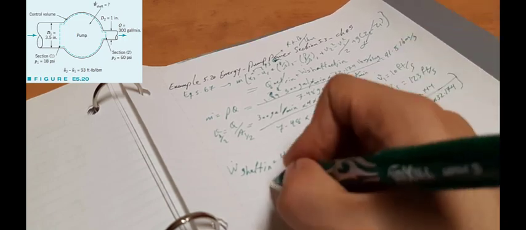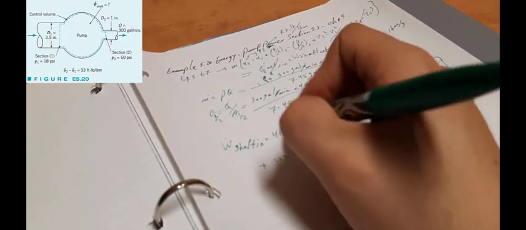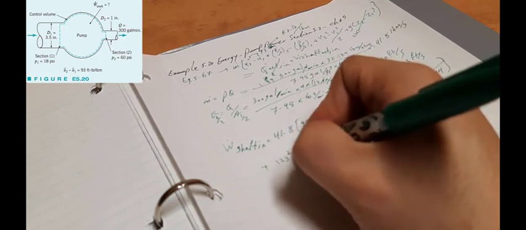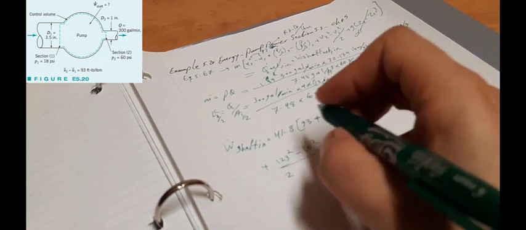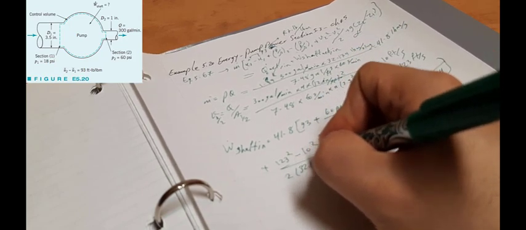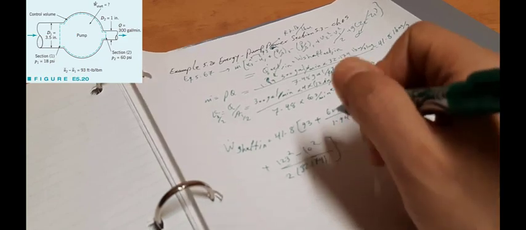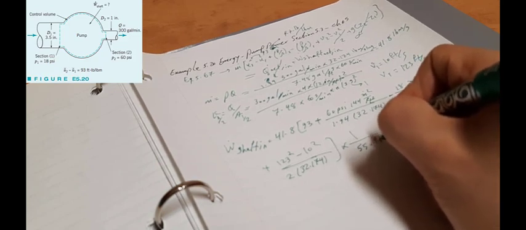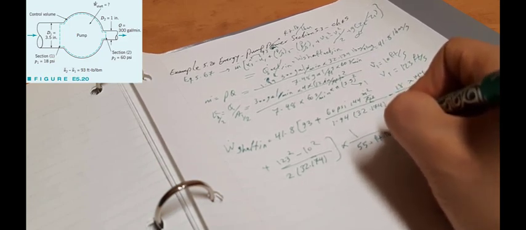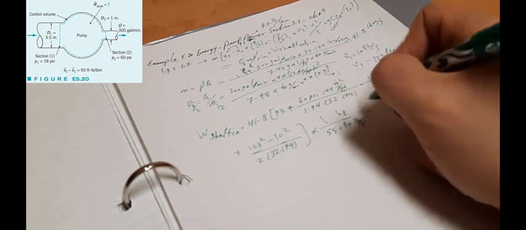plus the 123 to power 2 minus 10 to power 2 over 2 of 32.174. This is gonna be multiplied by 1 over 550 foot-pound per second per horsepower. Doing the calculation, we're gonna have the horsepower of 32.2.